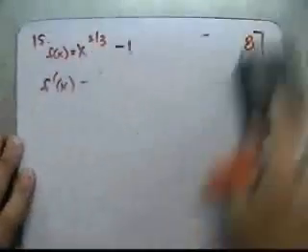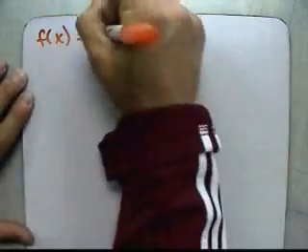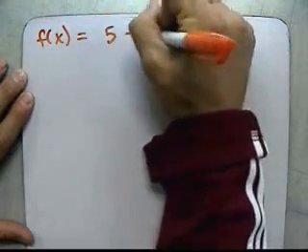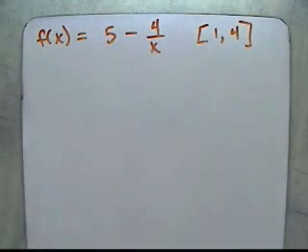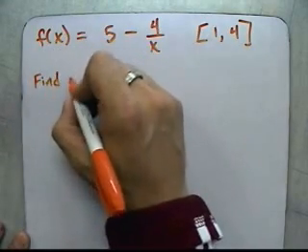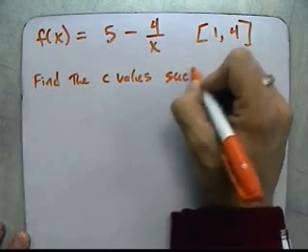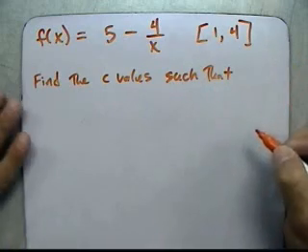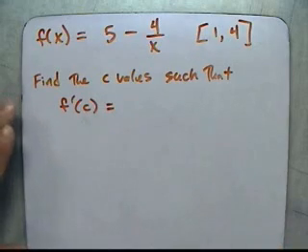Let's go ahead and look at a couple problems, and my dyslexia is kicking in this morning. Okay, so let's say we have f of x equals 5 minus 4 over x, and then I'll say my interval is from 1 to 4. And the directions are going to be kind of weird and kind of gross and kind of ugly. Find the c values such that, I love such that for some reason, such that the derivative at that c value equals the slope of my endpoints.